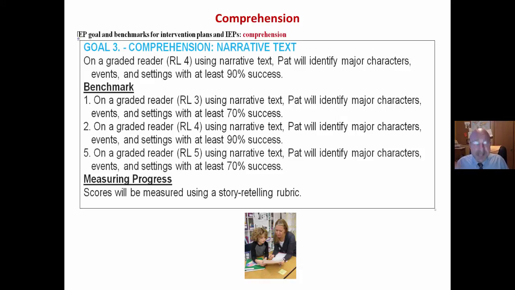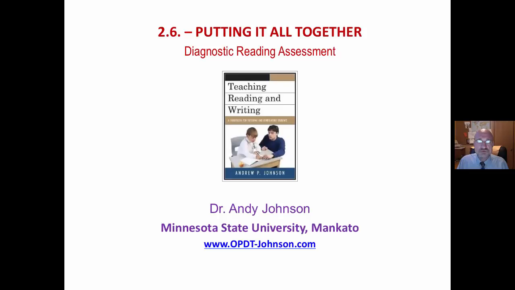If comprehension is an issue, again, simple. On a graded reader, using narrative text, Pat will identify major characters, events, and settings with 90% success. Simple, simple, simple. Benchmarks, and then scores will be measured using a story retelling chart. Sometimes it's called a rubric.